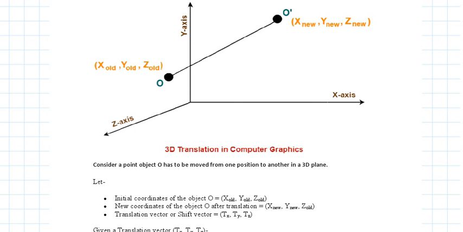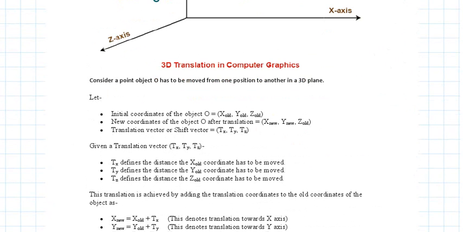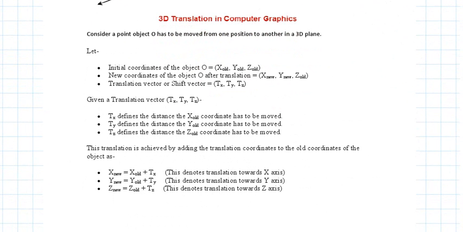Let me scroll it up. Here's the statement. Just have a final look. Consider a point object O has to be moved from one position to another in a 3D plane. Initial coordinates of the object O were x old, y old, z old, as we have discussed. New coordinates of the object O after translation go like x new, y new, z. Oh, here I have a mistake. It should be z new. Then the translation vector or shift vector is tx, ty, and tz.